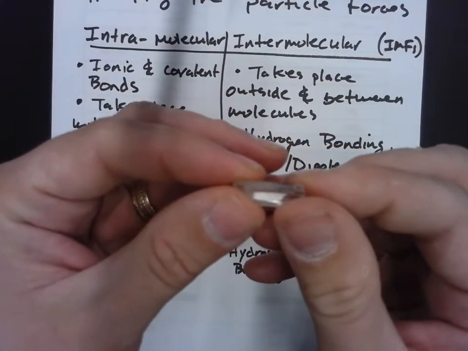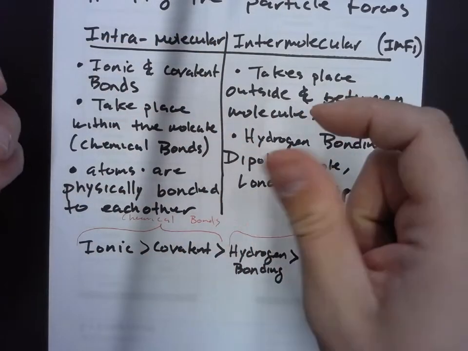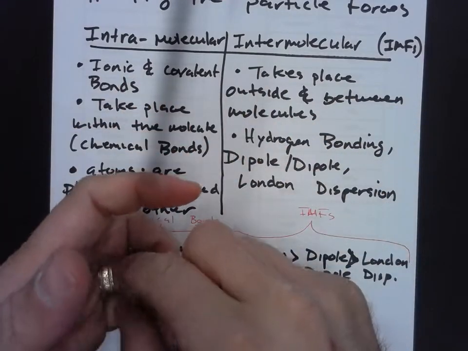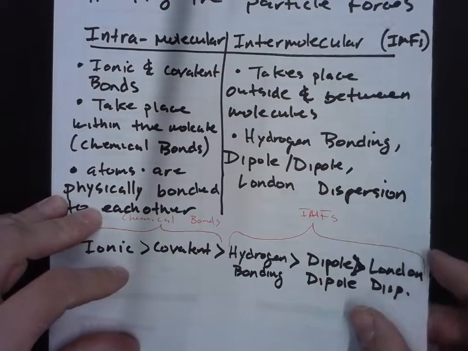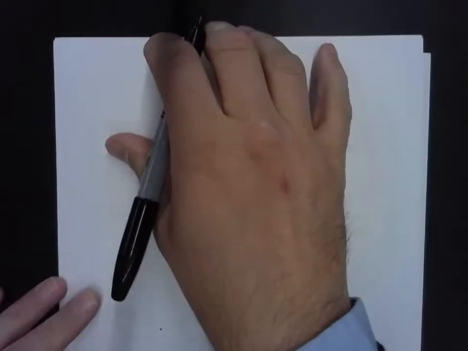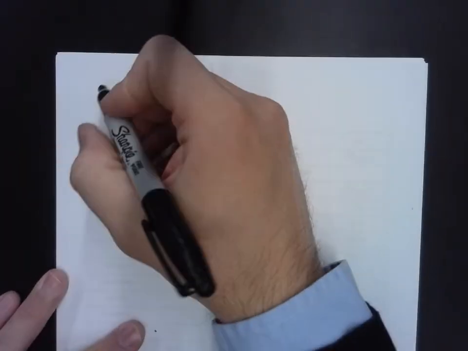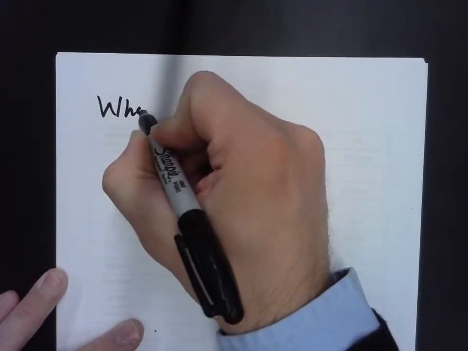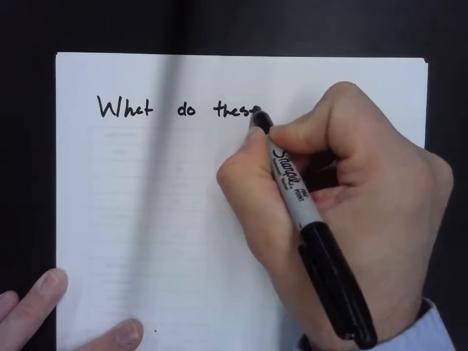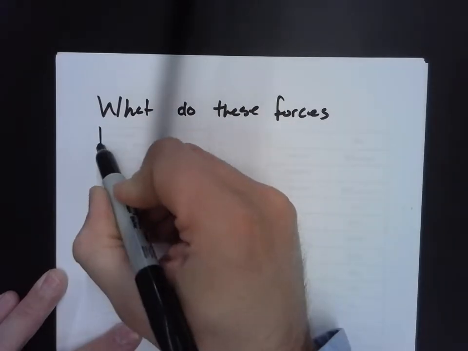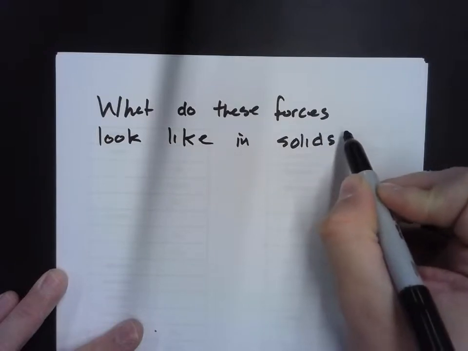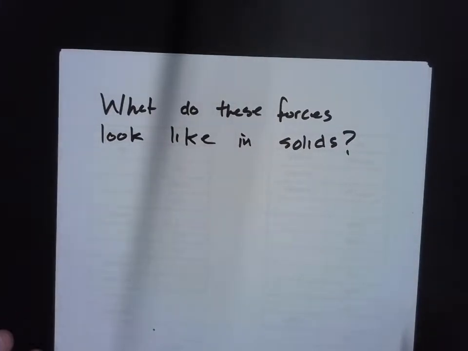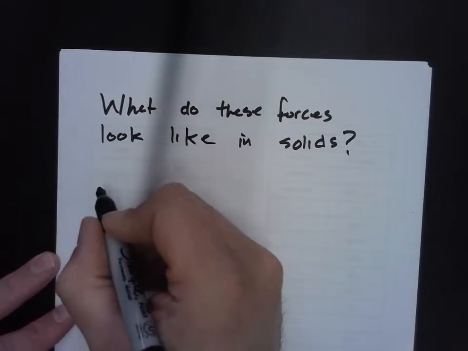So again, what do they look like on a macro scale? On a macro scale, you're going to start seeing things like this, or you're going to start seeing water that forms drops, or things that melt at various different temperatures. That's what this affects. So without further ado, let's start talking about some of it. Here's your question. What do these forces look like in solids?